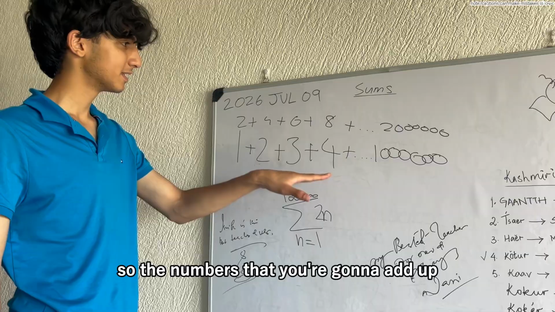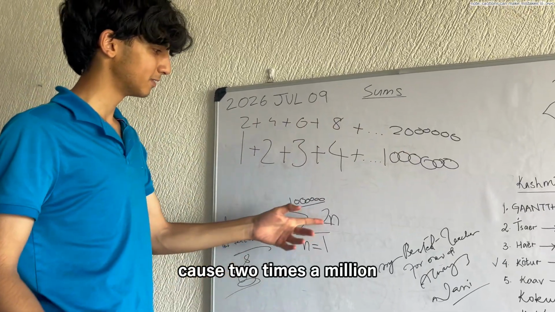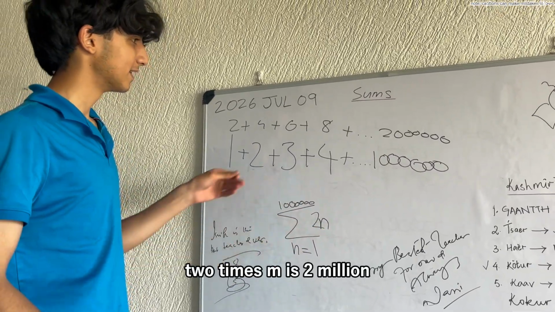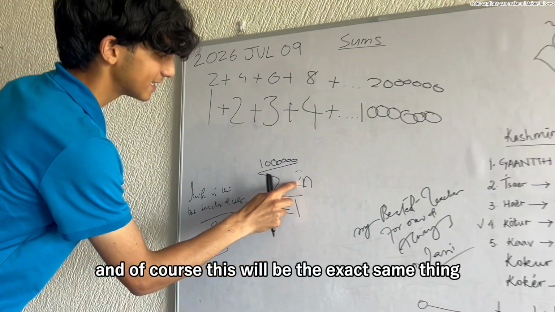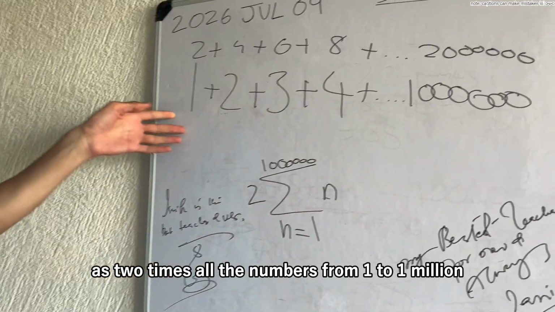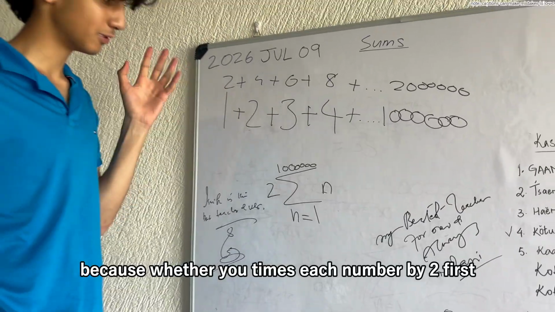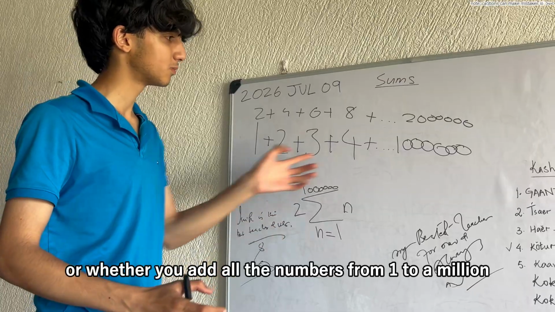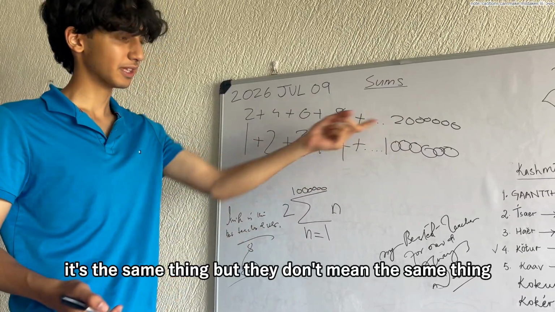So the numbers that you're going to add up will go from 2 to 2,000,000, because 2 times 1,000,000, which is just what this means, 2 times n, is 2,000,000. And of course, this will be the exact same thing as 2 times all the numbers from 1 to 1,000,000, because whether you times each number by 2 first before you add it up, or whether you add all the numbers from 1 to 1,000,000 up first and then times the whole thing by 2, it's the same thing.